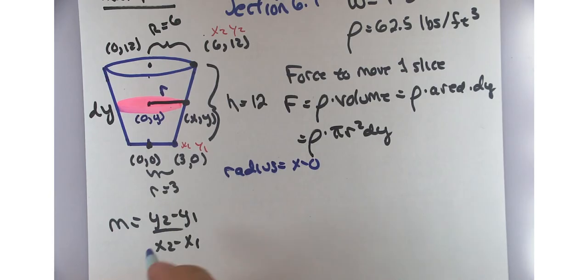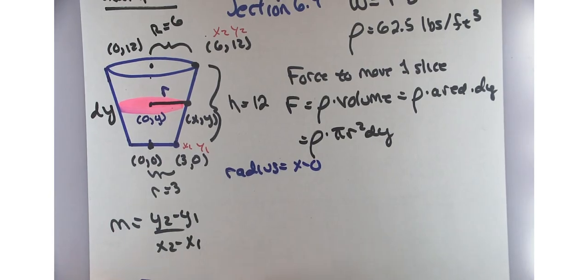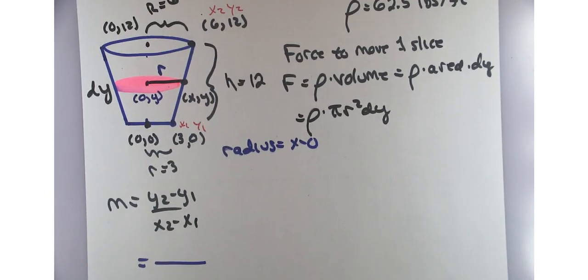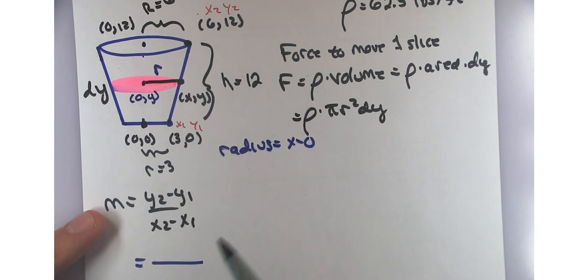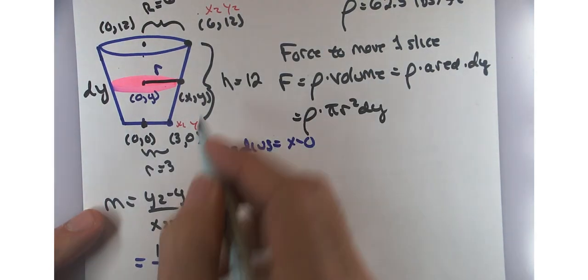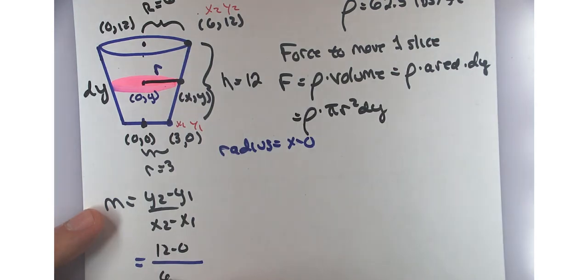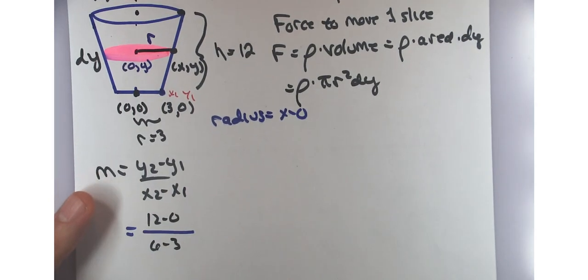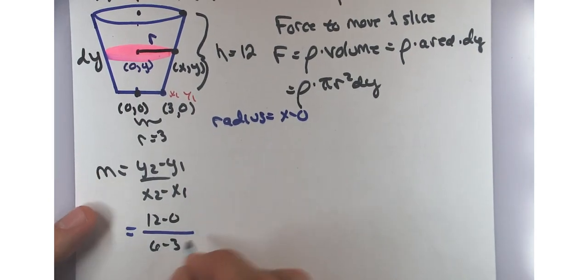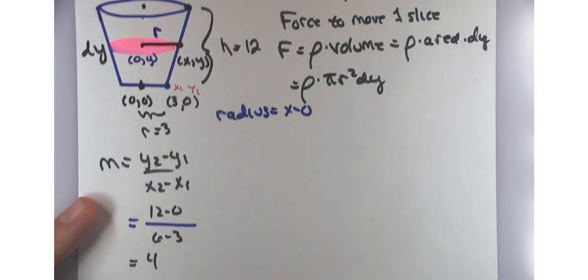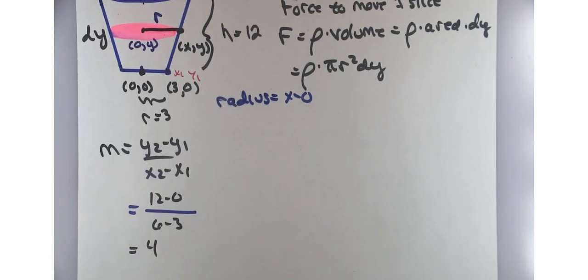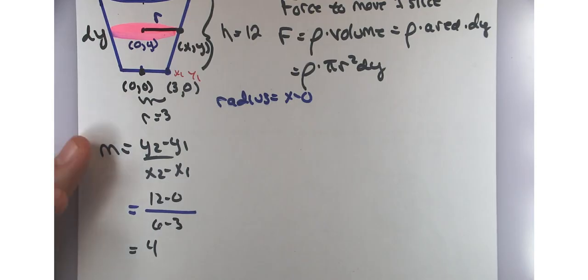So let's see what I get when I fill it in. That's going to be 12 minus 0 divided by 6 minus 3. 12 minus 0, difference in the y's, over the difference in the x's, 6 minus 3. So basically 12 over 3 gives me a slope of 4. Okay. Now it's up to you how you want to finish the rest of this.